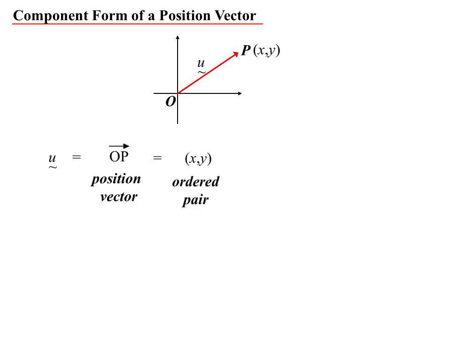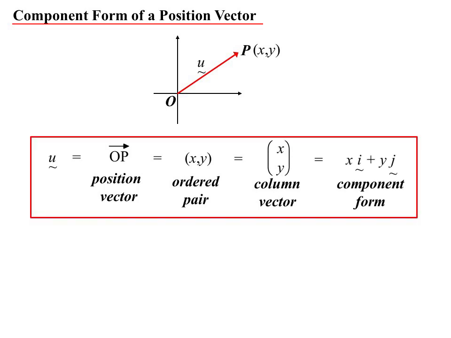Personally, I don't think it's a great way of writing a vector, because you can get confused between, am I talking about the point or am I talking about the vector? So I would steer clear of using that notation for vectors. But you might see it, but I don't think it's great. If you want to write it as a pair of numbers, a column vector is a much better way of doing it, because then it's clear that we're talking about the vector, not the point.